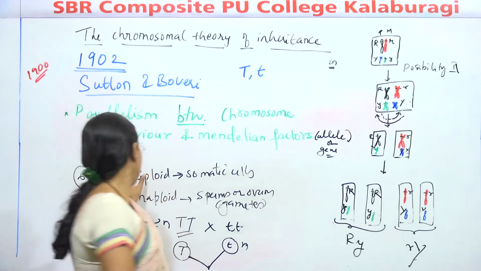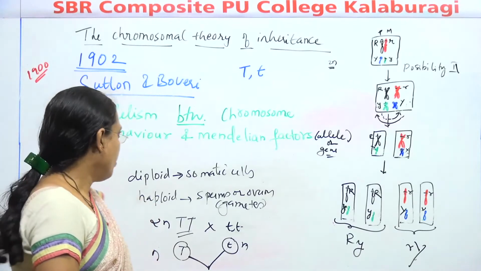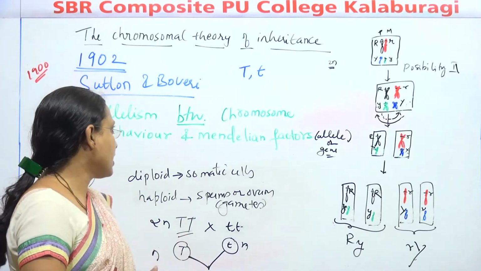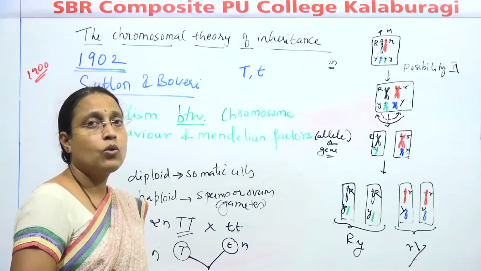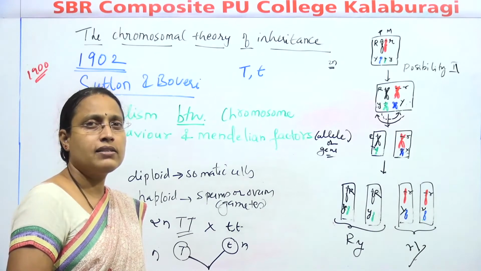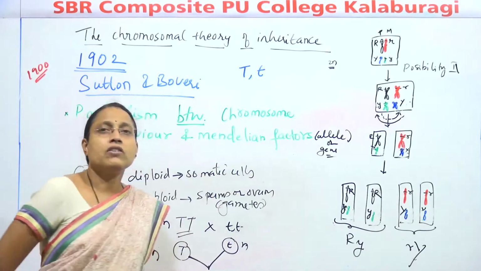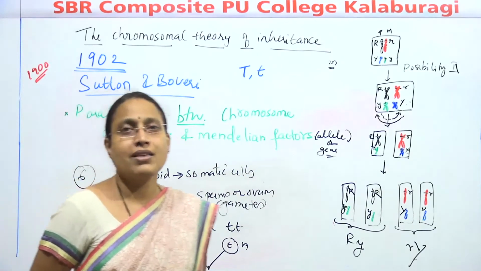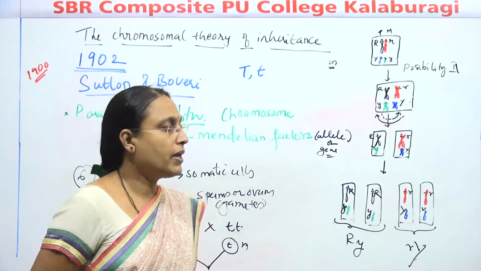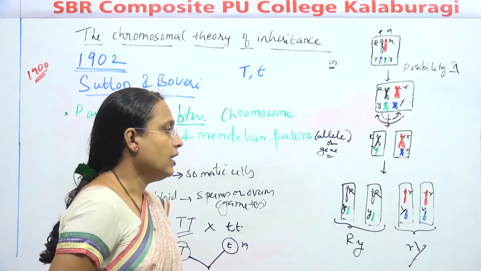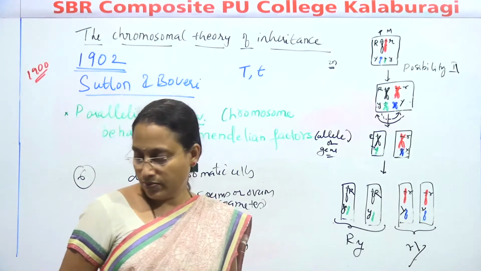So this is another important comparison between the Mendelian factor and chromosomal behavior according to the chromosomal theory of inheritance. How were they able to study chromosome behavior? It is because of advanced microscopy, as I have already mentioned. Advanced microscopy makes possible the detailed study of the chromosomes.